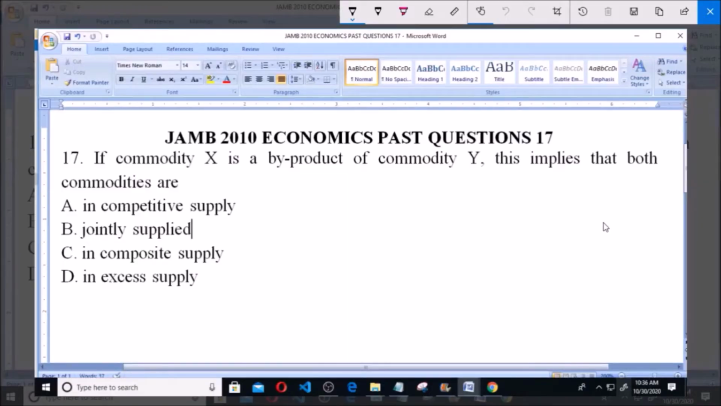Jamb 2010 Economics past question number 17. If commodity X is a byproduct of commodity Y, this implies that both commodities are: A, in competitive supply; B, jointly supplied; C, in composite supply; D, in excess supply. When a certain commodity can serve two or more purposes, it is called competitive supply. In other words, the supply of the commodity for one purpose will greatly affect the supply of the same commodity for another purpose.